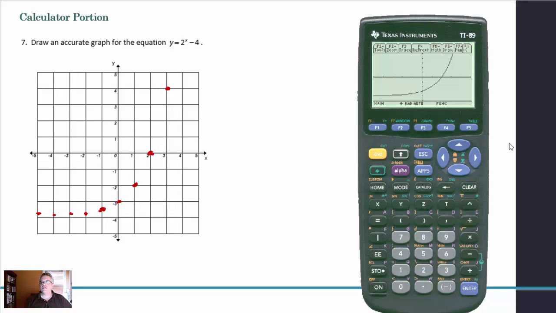Now, to get the points, press diamond table. And your table, you should be able to scroll up and down to get the points. We see that it's very close to negative 4. It's negative 3.9 until we get to about negative 2. Alright, and then it starts kind of moving upwards. And then it increases rapidly. At 3 it's 4, at 4 it's already 12, at 5 it's already 28, it's off the graph. Okay, so go ahead, plot the points that you can, and sketch in the curve like that.